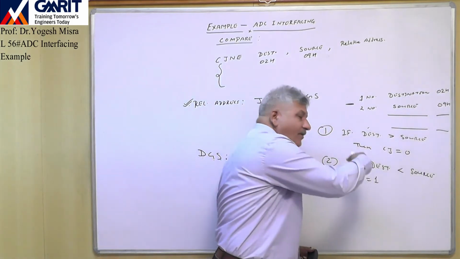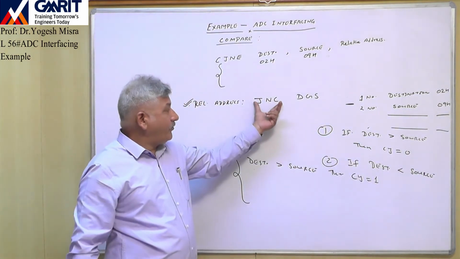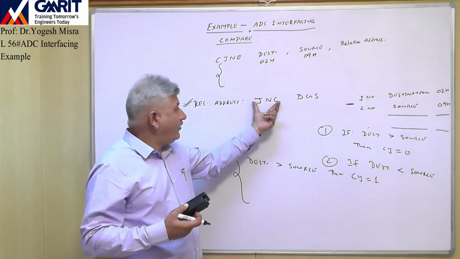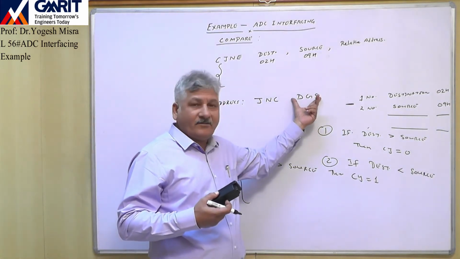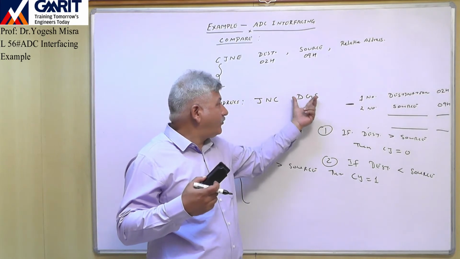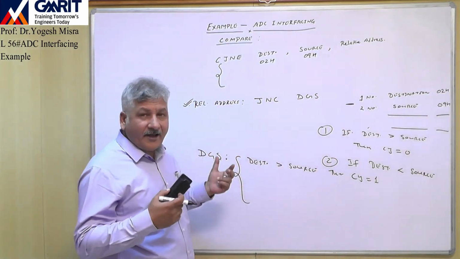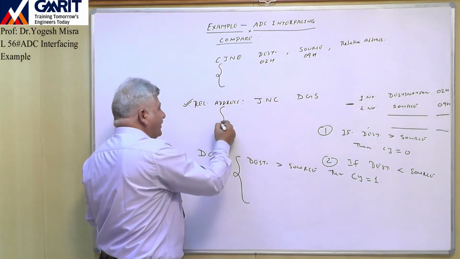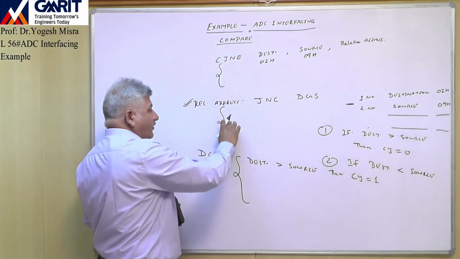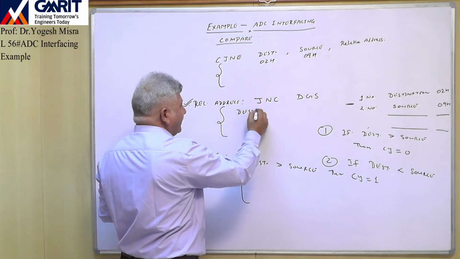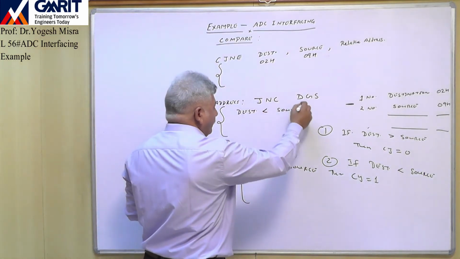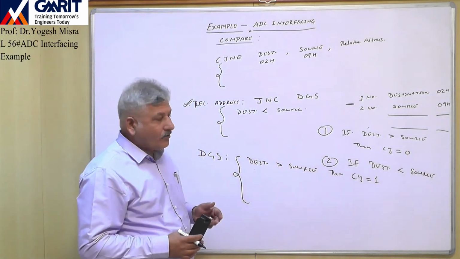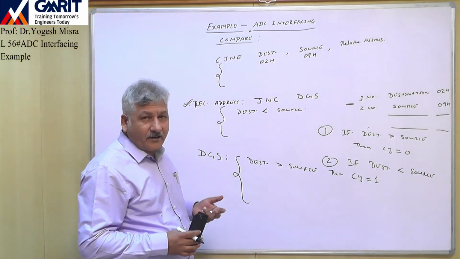So in this case carry will be set. So now jump no carry will not jump to DGS because carry is set, and we have to jump to this label only when the carry is not set. So now program sequence will not jump. It will come out from the loop and these set of instructions will be executed. So these set of instructions will be executed if destination is less than source. In this way we can conclude whether our destination is greater than source or source is greater than destination.